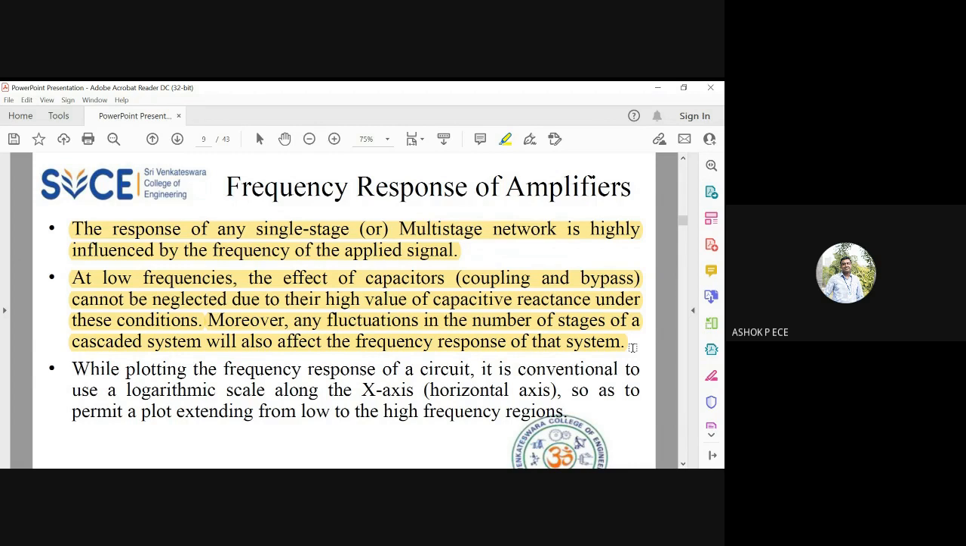But at high frequencies, the effect of capacitors will be very, very predominant and you cannot neglect it. You have to seriously consider the effect of these capacitors in the high frequency analysis of your amplifiers. While plotting the frequency response, it is always a practice to use a logarithm scale along the x-axis, so the frequency will be in logarithm scale and the y-axis will have your normal scale. The x-axis will cover the entire frequency range from very low, medium and high frequency, and the y-axis will be the value of your gain.